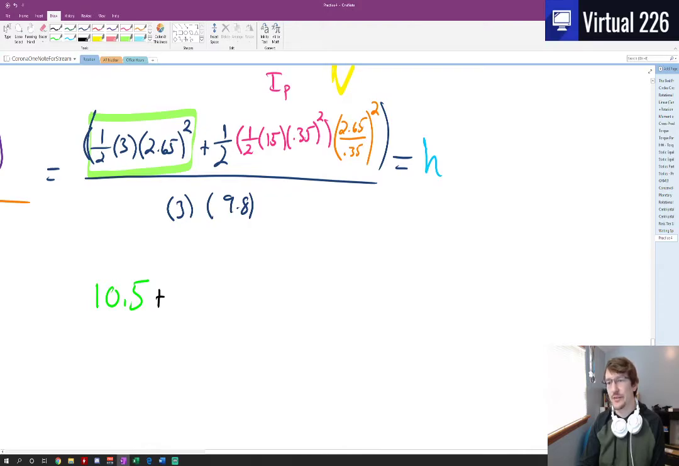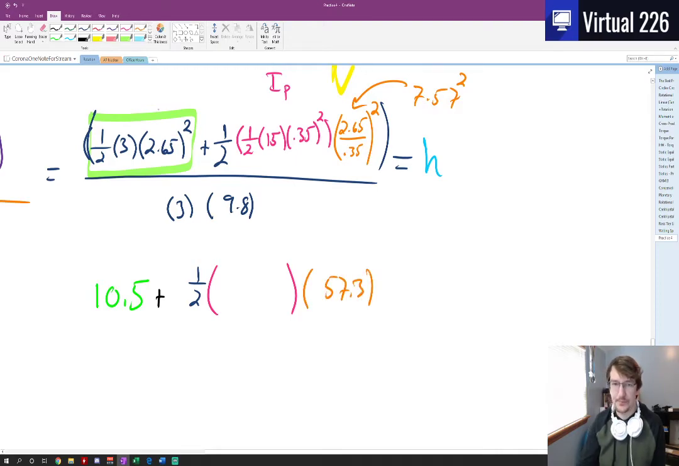I'm going to do 2.65 divided by 0.35. So 2.65 divided by 0.35, dividing by a decimal, the number's going to get bigger. So I got 7.57. Then I'm going to square that 7.57. I'm going to get 57.3. Okay? So now I just like to keep track of things. 1/2 times this whole thing in pink, which we'll get in a second, multiplied by 57.3.